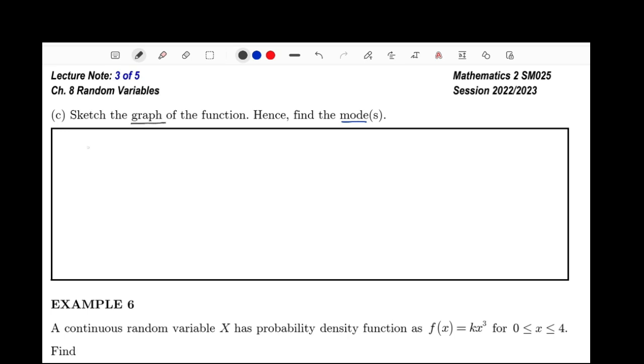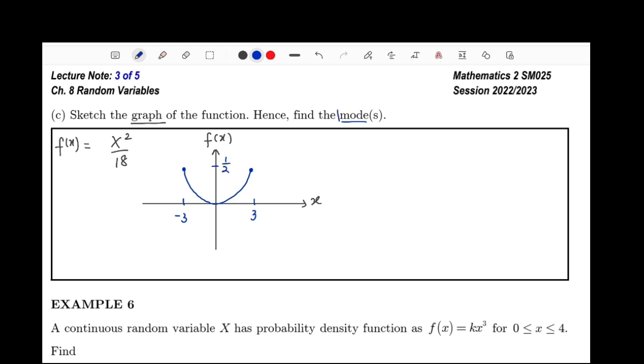Sketch the graph of the function. Since the function is y equal to x squared over 18, this is just a quadratic function. On the axes, here the function is f(x), and it's just the quadratic function x squared over 18. It may look like this, and it only varies from negative 3 until 3. So if we find the value of y here, it's going to be half.